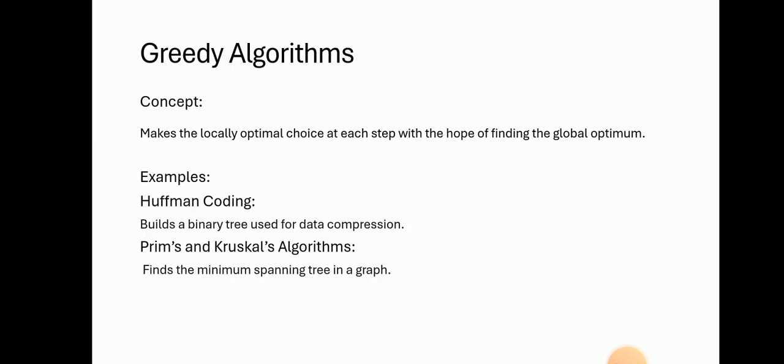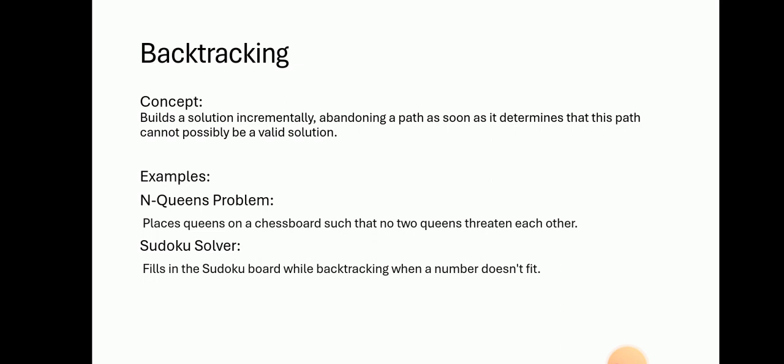Then greedy algorithm, it makes the locally optimal choice at each step with the hope of finding the global optimum. Examples include Huffman coding, which builds a binary tree used for data compression, and Prim's and Kruskal's algorithm, which find the minimum spanning tree in a graph.